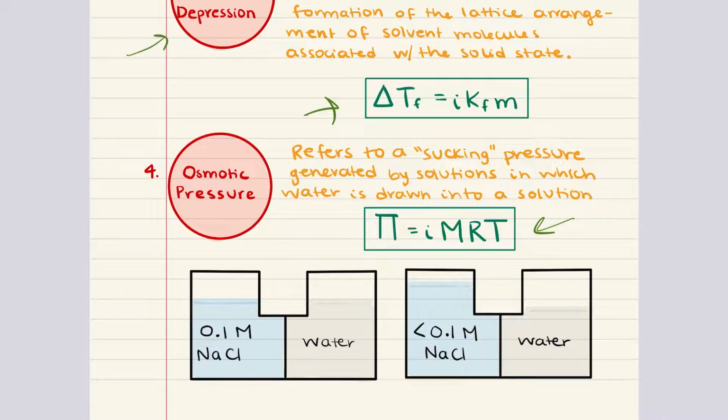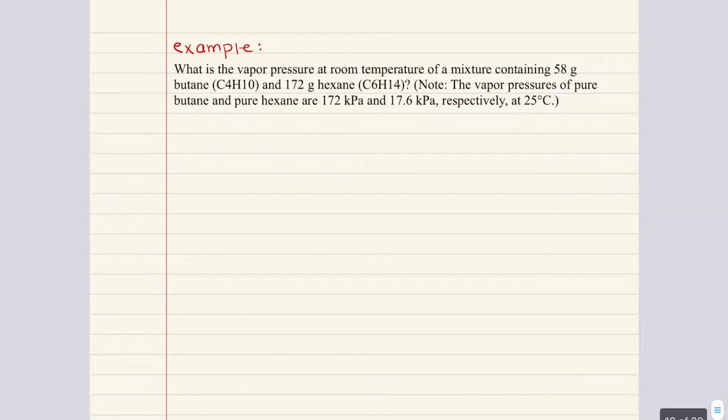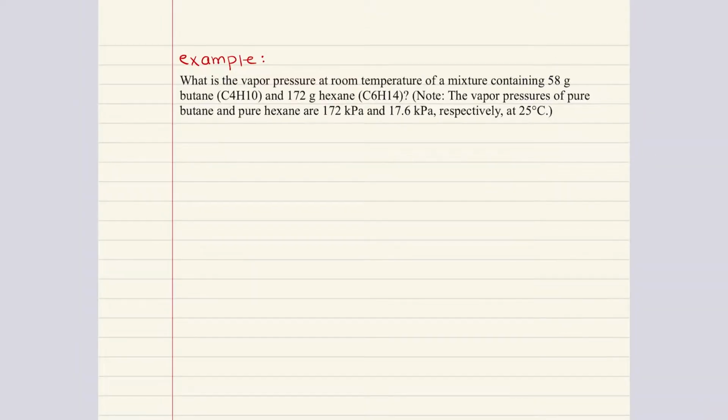Now that we've covered all 4 of the colligative properties, let's go ahead and hop into a couple of example problems. This first example asks, what is the vapor pressure at room temperature of a mixture containing 58 grams of butane and 172 grams of hexane? Note that the vapor pressure of pure butane and pure hexane are 172 kilopascals and 17.6 kilopascals, respectively, at 25 degrees Celsius.